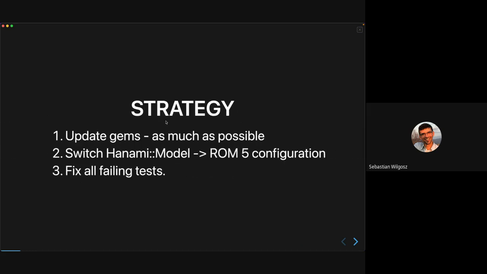So the strategy I took was first to update all the gems as much as possible, and then switch from hanami-model to ROM 5 configuration, fix all failing tests, then go through the main features and figure out if there are any oversights or insights. A big shout out to Hugh, who already did that for Guardhouse in the past. I had his PR to be inspired by, and it helped a lot.